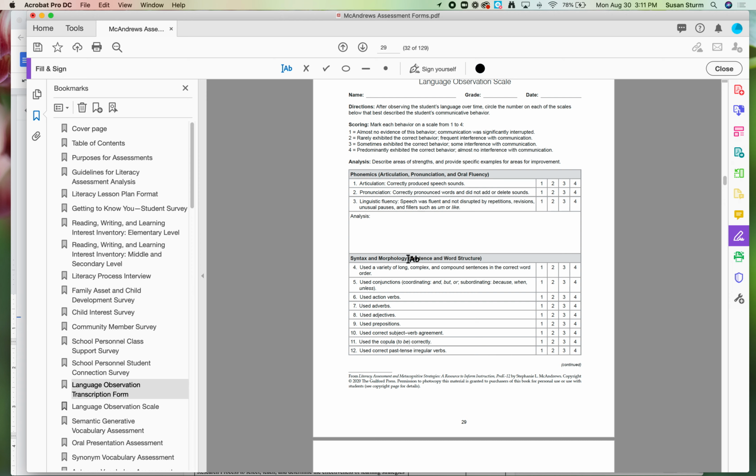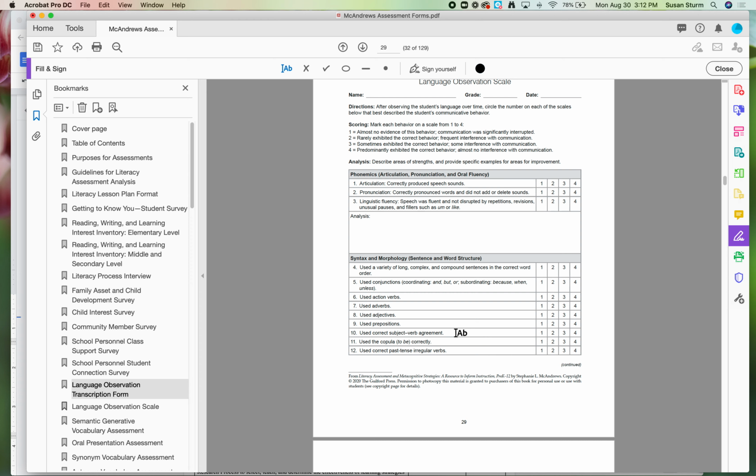The next category is syntax and morphology. These should sound familiar. These were those systems of language that we looked at in Chapter 3. And here you're looking at their use of sentence and word structure. So they used a variety of long, complex, and compound sentences in the correct word order. They used conjunctions, coordinating, which is and, but, or, those connecting clauses. Subordinating, they use the words because, when, unless, etc. as they're speaking. Action verbs, you should know what those are. Adverbs, adjectives, prepositions, correct subject-verb agreement.